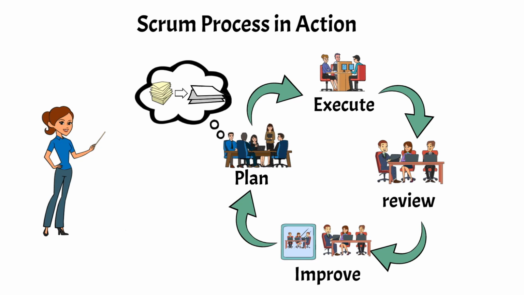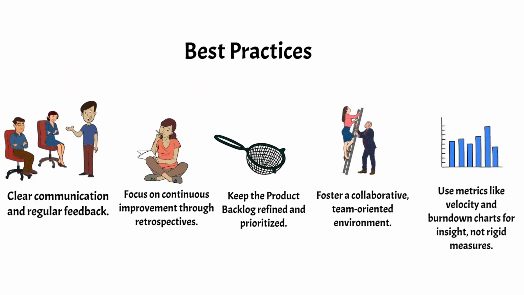By breaking work into small, manageable increments, Scrum enables teams to deliver valuable products regularly and respond quickly to changes and feedback. To get the most out of Scrum, here are some best practices and tips. Ensure clear communication. Regular, open communication is key. Encourage team members to express their thoughts and concerns during meetings. Focus on incremental improvement. Use the sprint retrospective to continuously identify and implement improvements.